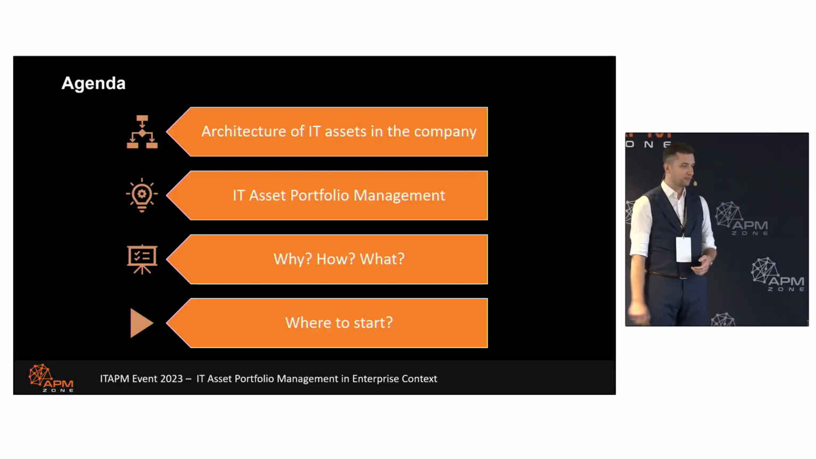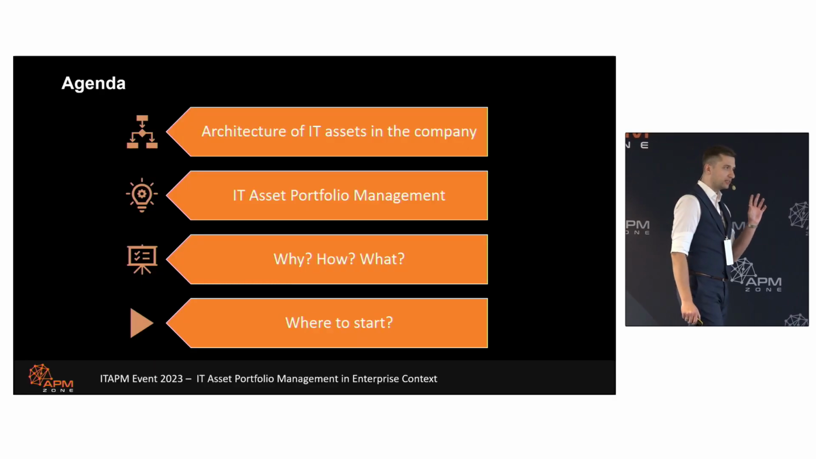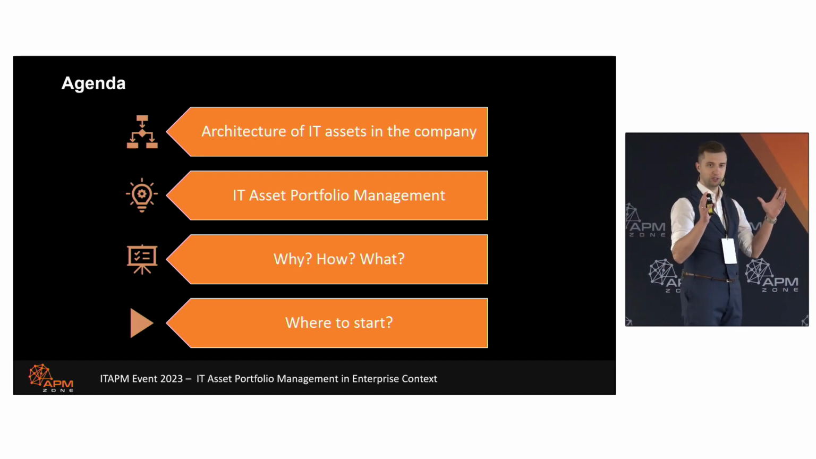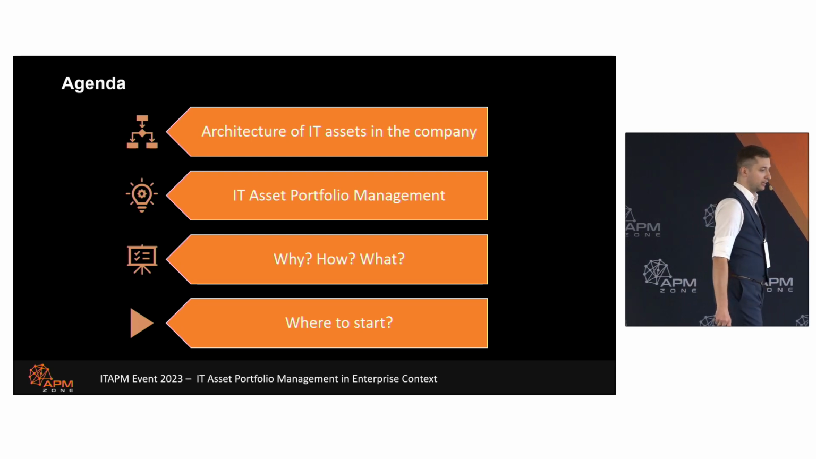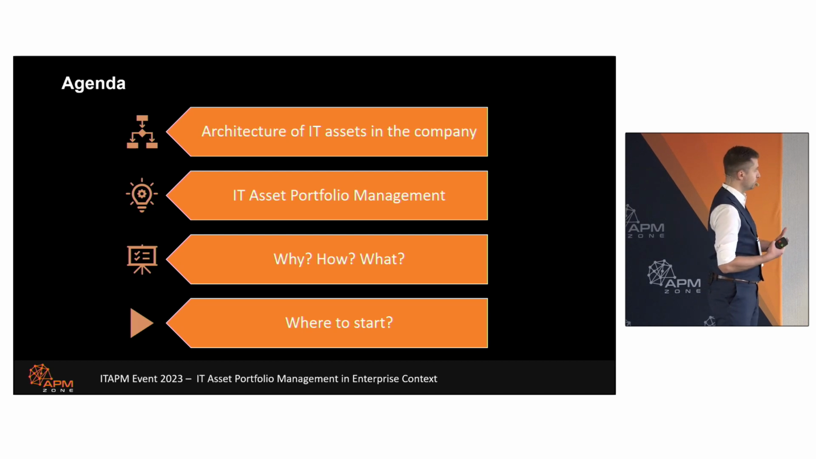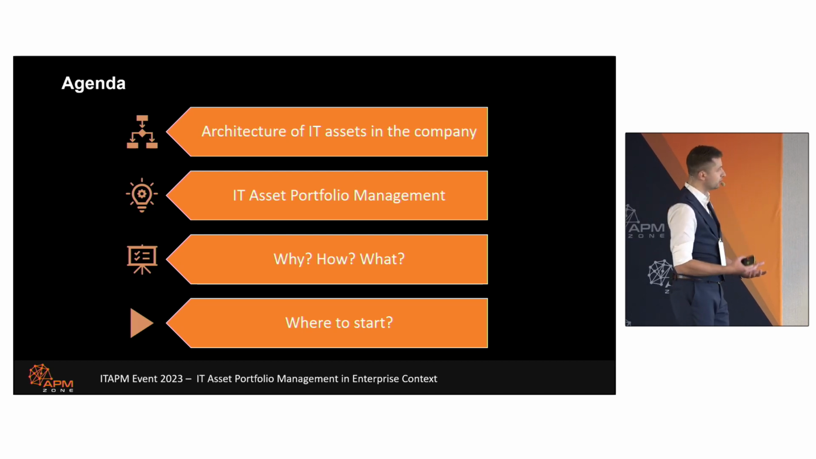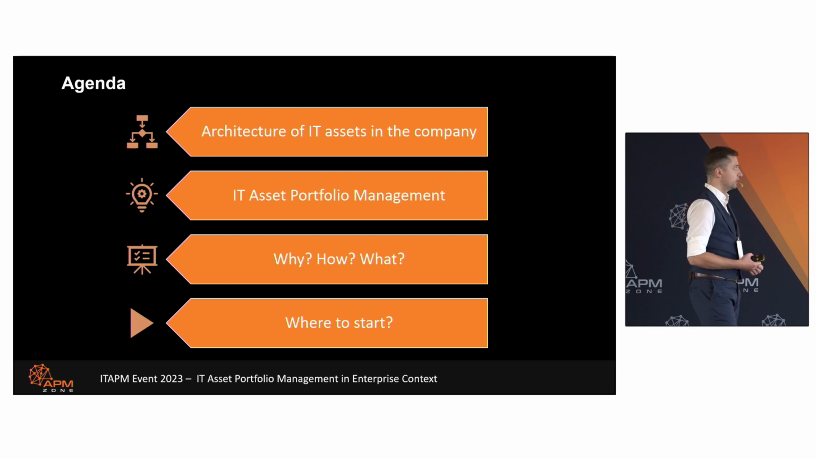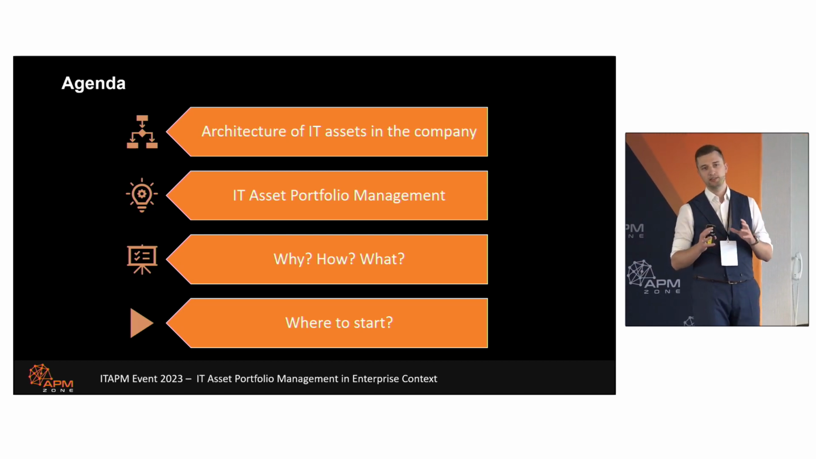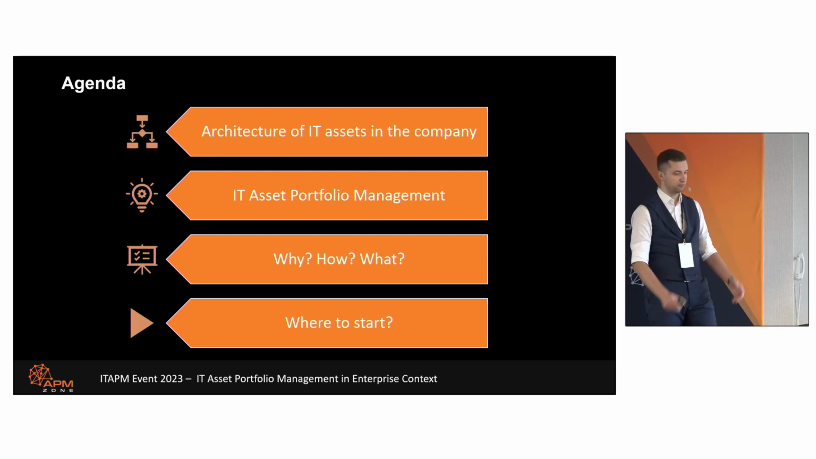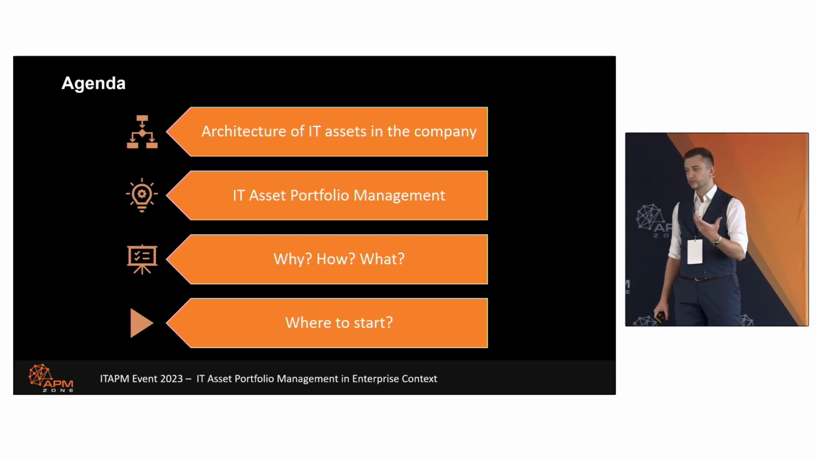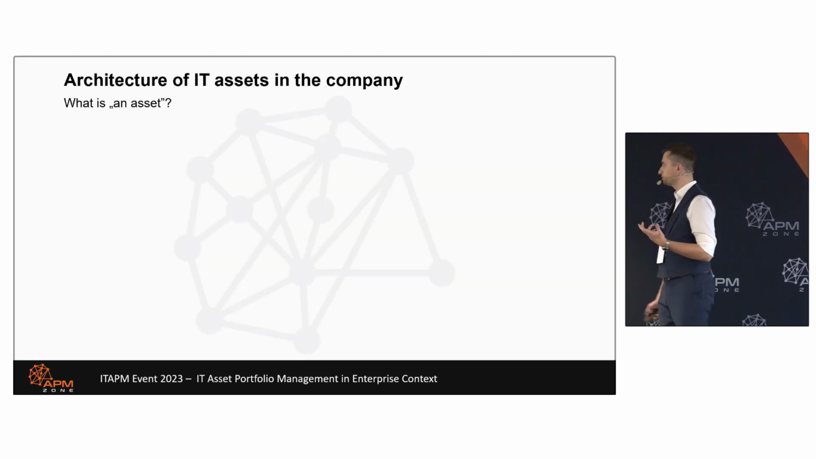First, we'll start with a little bit about the architecture of IT assets in the company itself, so where they are placed in that picture of describing the enterprise. The second one: what is asset portfolio management? Why it's worth doing, how to do it, what it means. There are a lot of intersections with asset management. The main difference is actually the perspective, the broader perspective. And in the end, a few examples of where to start, something tangible that you can get to.